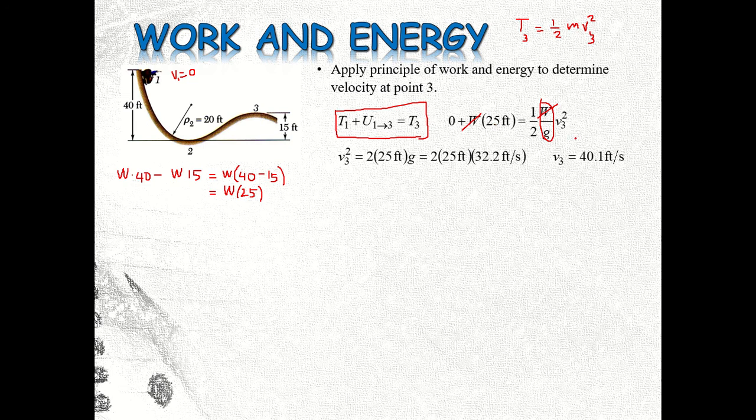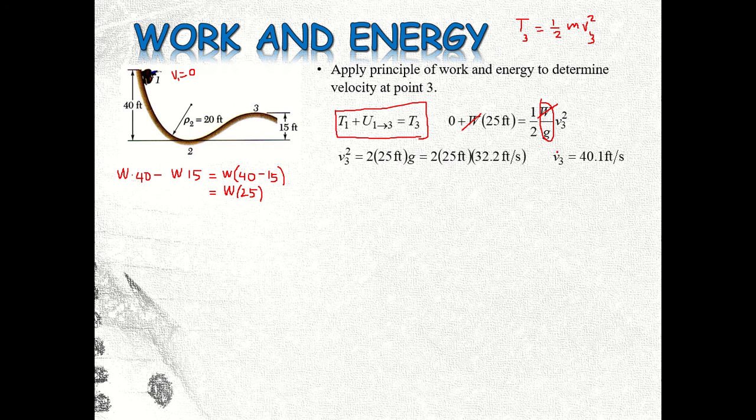Then you cross multiply the 2g, and we will be able to get v sub 3 squared. So we have here this result. Then substituting the gravitational acceleration as 32.2 feet per second squared.